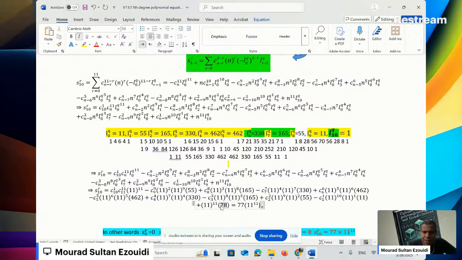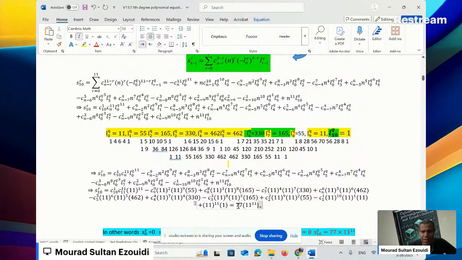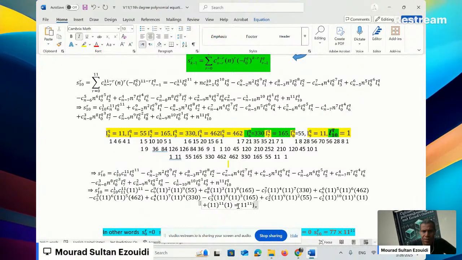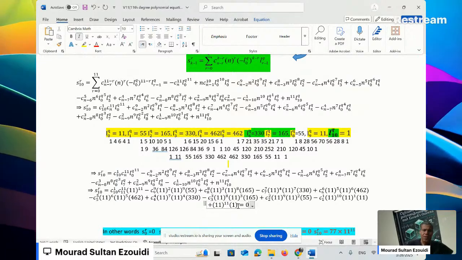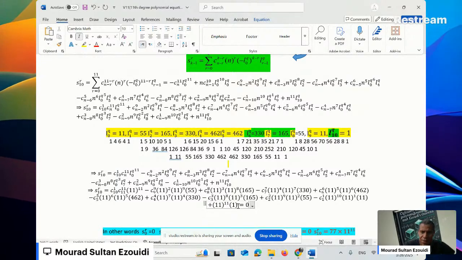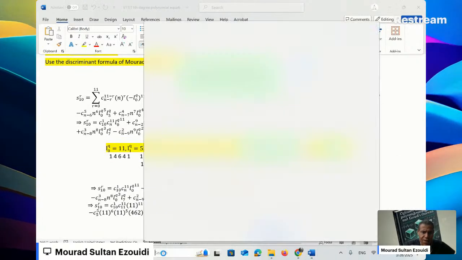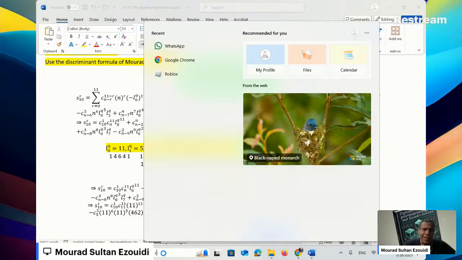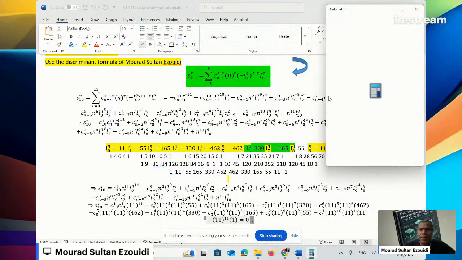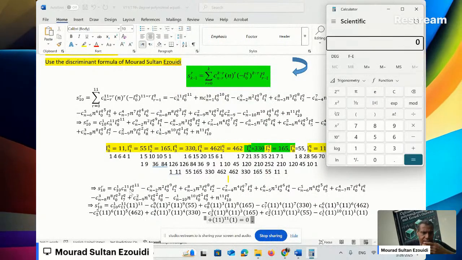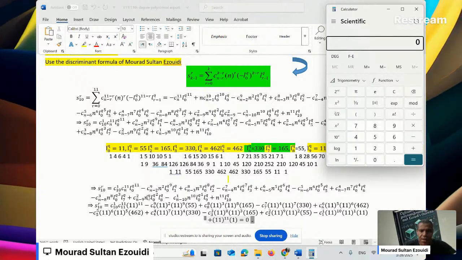You can calculate this, so you will find that it is equal to 0. I'm going to use my calculator, my scientific calculator. Okay, and calculate this. Now you can see that 11 choose 11 is 1. I'll just write 10. Okay, 10.